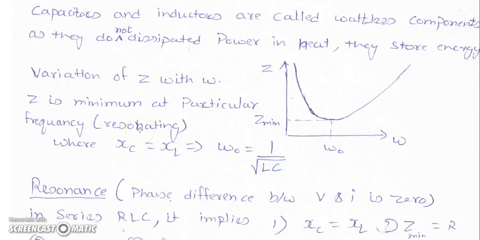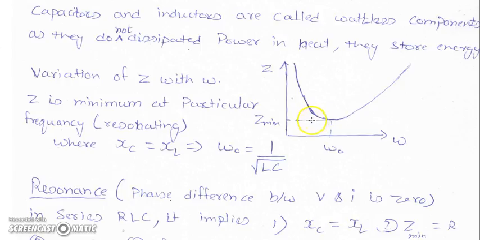So first of all, capacitors and inductors are called wattless components of the circuit, as no heat is dissipated, no power is dissipated through them. So they store energy, they do not dissipate it. The only component that dissipates heat is resistance. C and L are called wattless components. Okay. So, variation of Z with angular frequency.